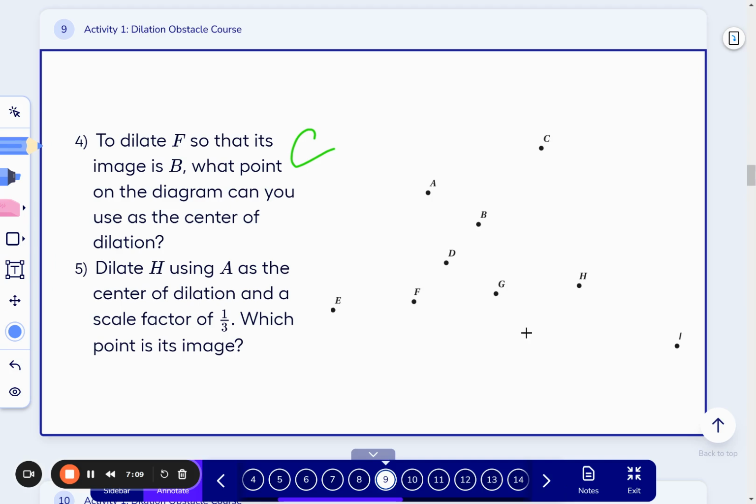So we're going to dilate H. So we're going to move H using A as our center of dilation and scale factor 1/3, which point is our image? So I'm getting closer because this is less than 1. So this has to be my image.